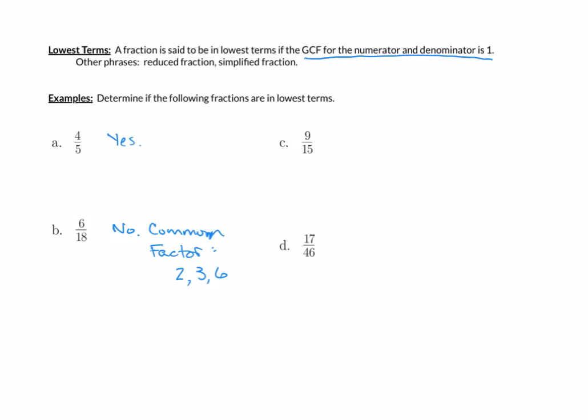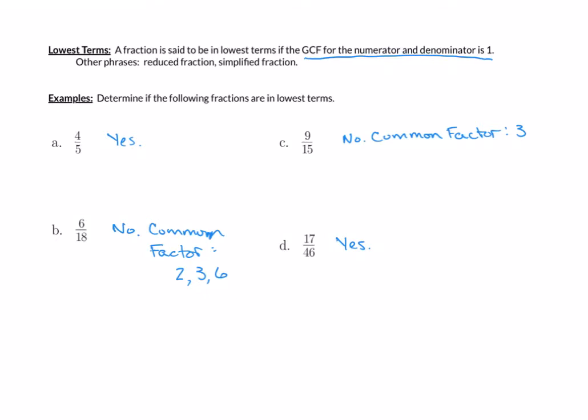Example C, 9 over 15. Is this in lowest terms? The answer is no. 9 and 15 have a common factor of 3. And finally, 17 over 46. Is this in lowest terms? The answer is yes. 17 and 46 do not have any common factors other than 1.